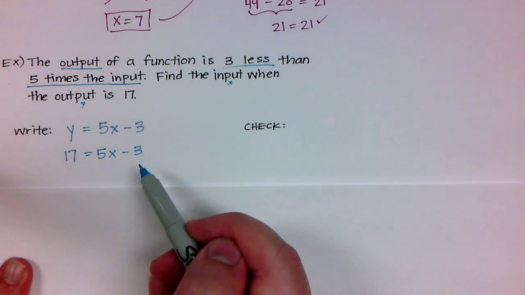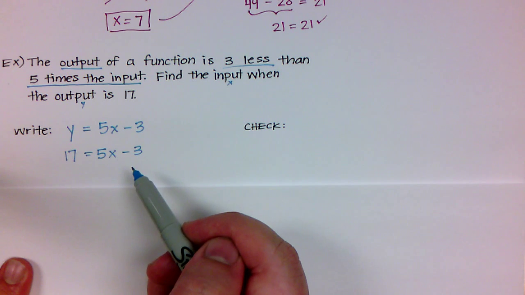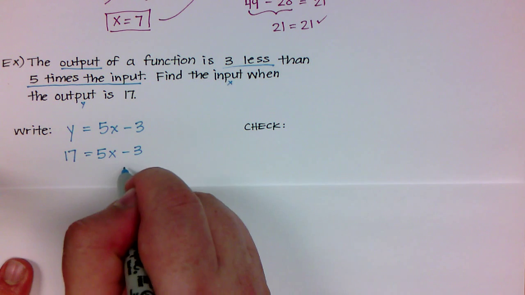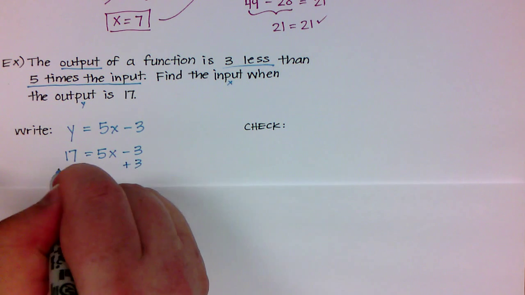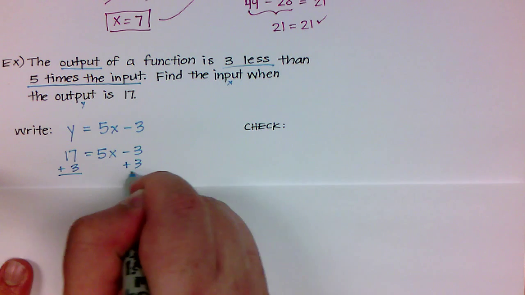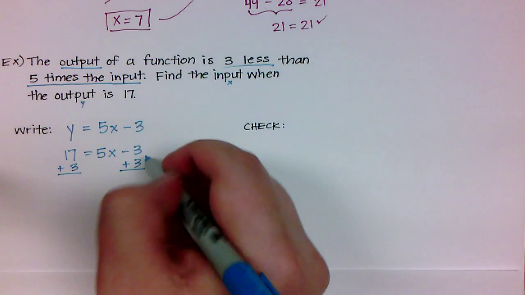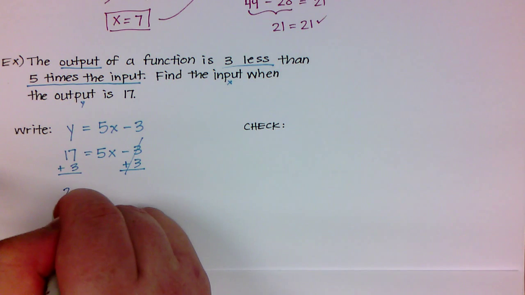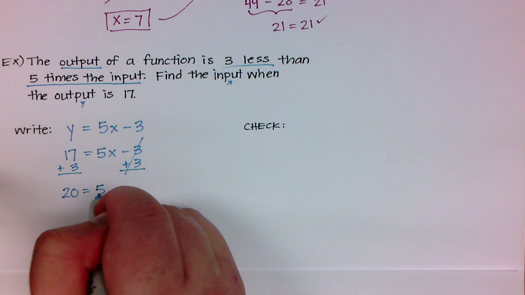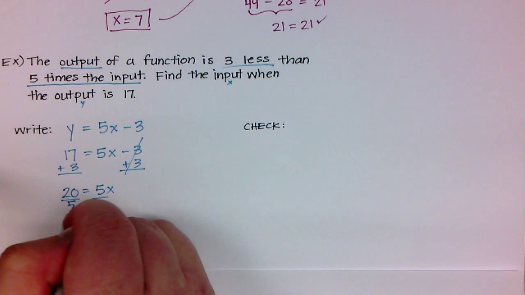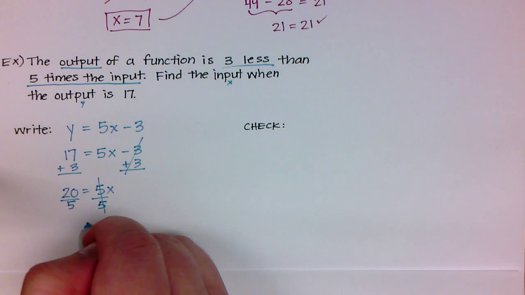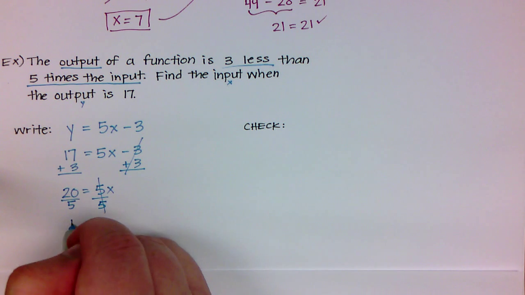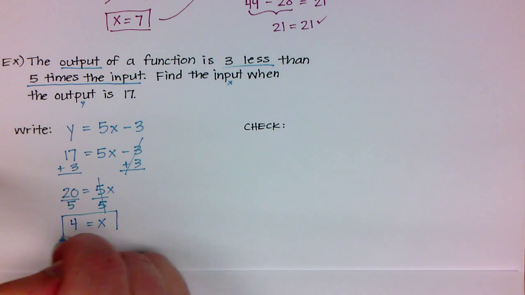And now this looks just like an equation we just worked with. So I want to get rid of my lonely number, which is subtracting 3, so I'm going to add 3 instead. Those cancel each other out. On the left-hand side, 17 plus 3 is 20, which is equal to 5x. Divide both sides by 5. And in the end, I find that my x is equal to 4.